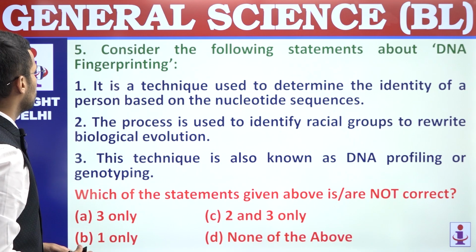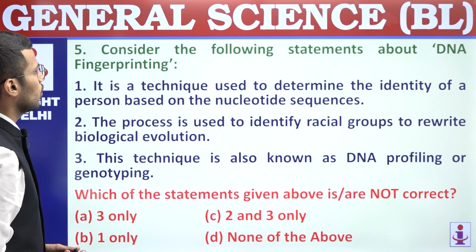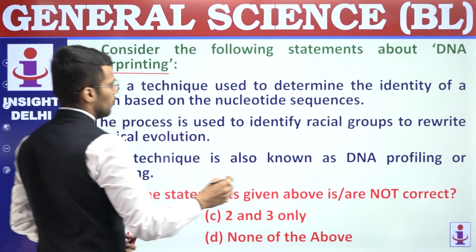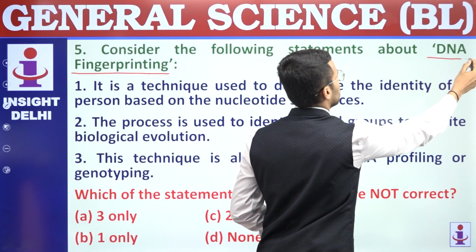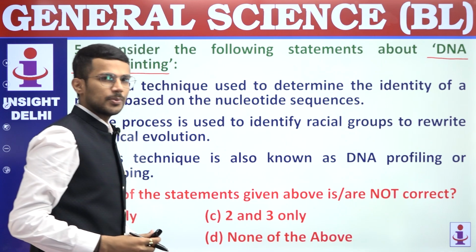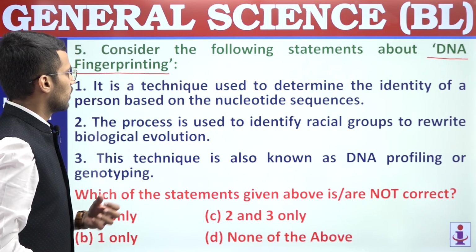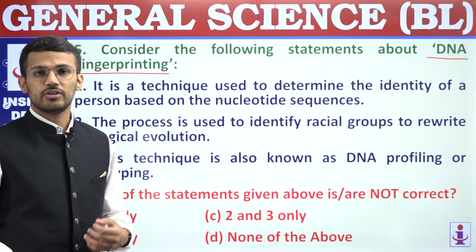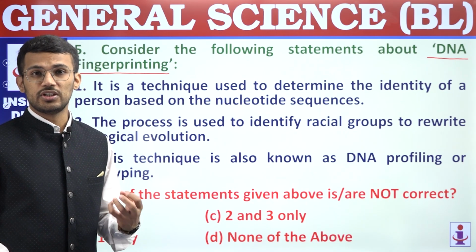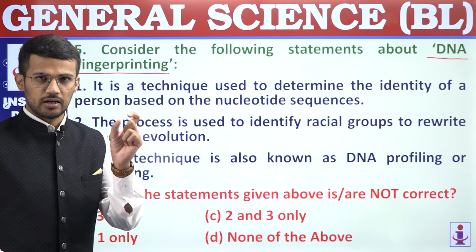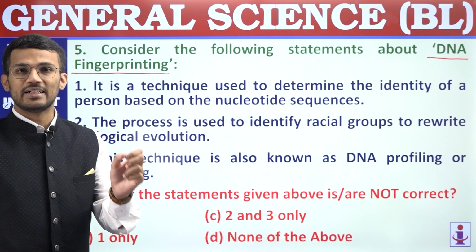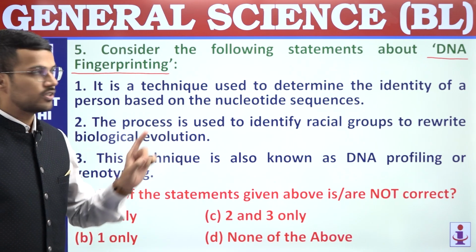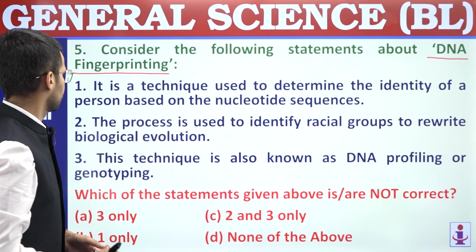Next, question number 5. Consider the following statements about DNA fingerprinting. Very important term, DNA fingerprinting. So DNA fingerprinting is a kind of application of biotechnology where we can use the differences in the genes to identify persons uniquely. That is the use of DNA fingerprinting, right?